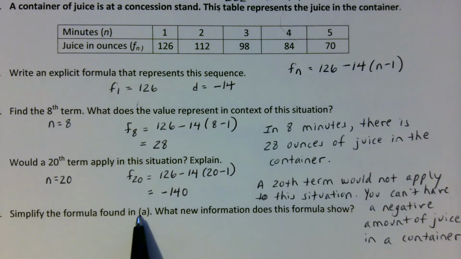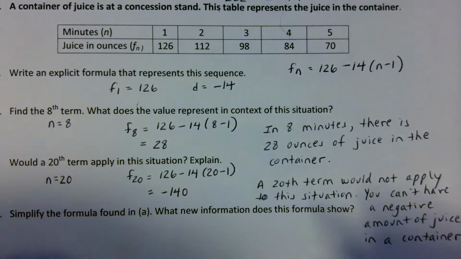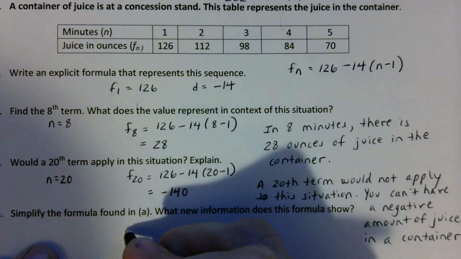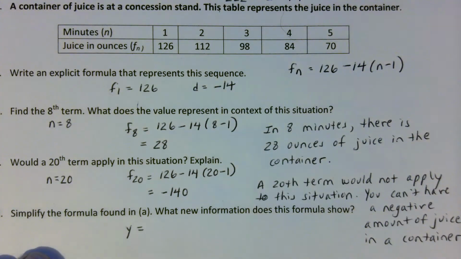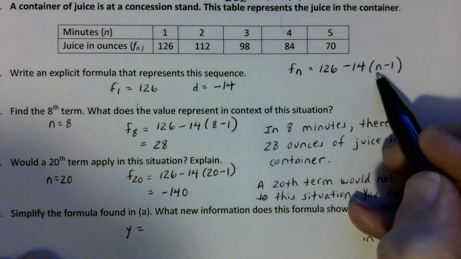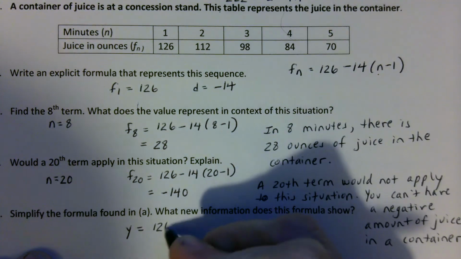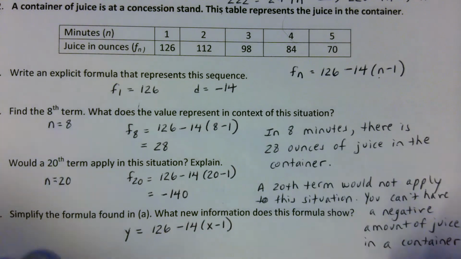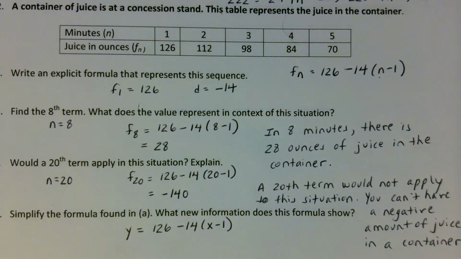Now I want you to simplify the formula found in A. So when I have f of n, I can write that as y because that's our output. When I have n, I can write that as x because that's our input. What I'd like you to do is simplify this, and then let's see what this new information is showing us.